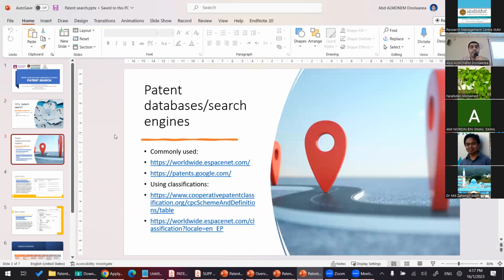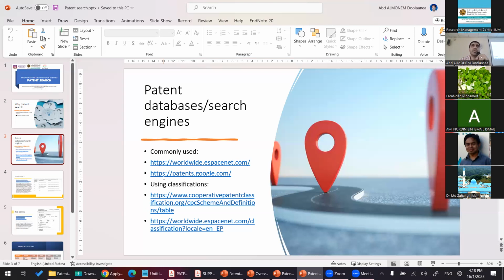The commonly used databases for search. We have free databases or free search engines, which the most common, I think you know, is the Google Patent. And we have another one called eSpaceNet. Basically, these two are used by MyIPO. We have paid databases, but they are, I think, very expensive. I think no company, no university in Malaysia subscribes to that one. I'm not sure. But Google Patent and eSpaceNet actually are sufficient.